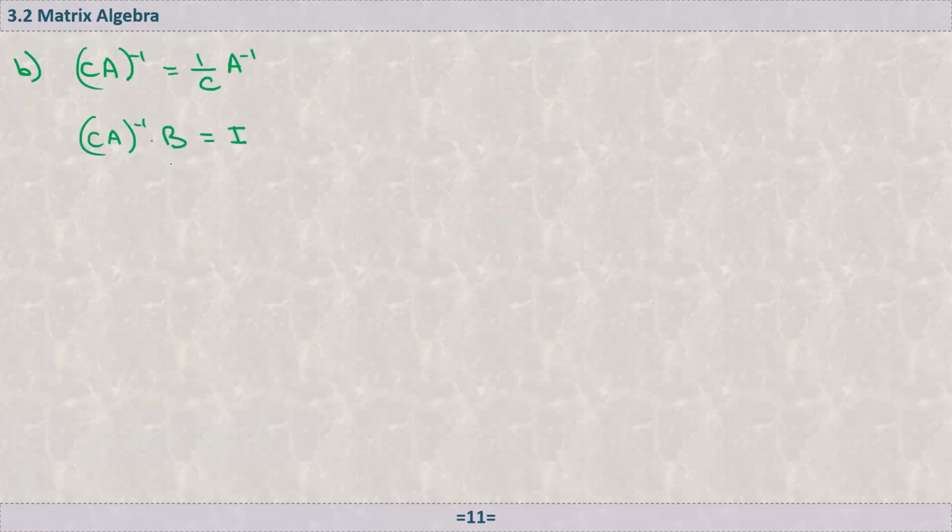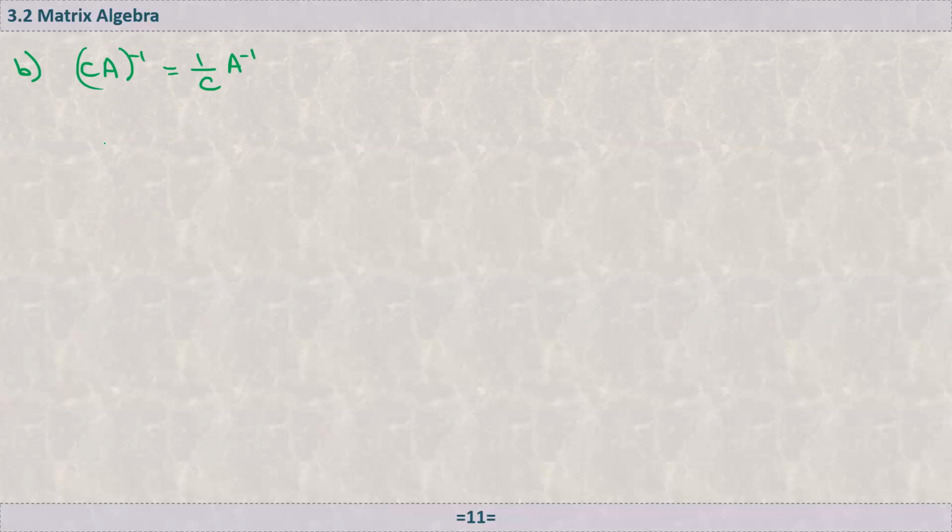And from here, what is this thing? I need to find such a thing that when I multiply by B, it should be equal to I, right? And I need to show that this (CA) inverse is equal to that thing. To do this, if I suppose 1 over C times A inverse, then what must be the value of B? Okay, now let me just do it in the other way.